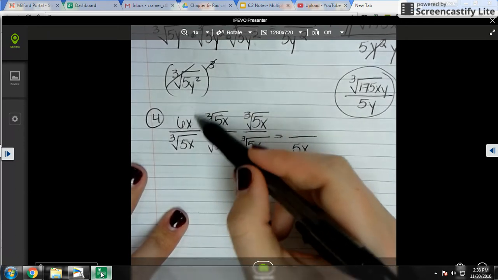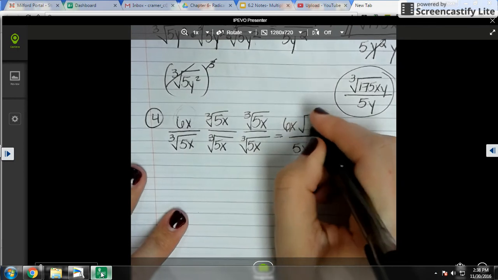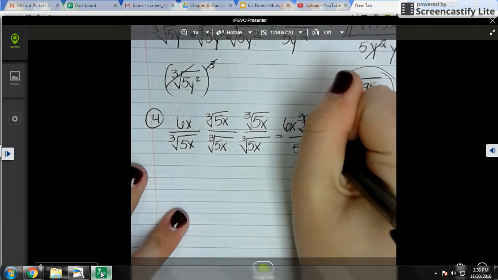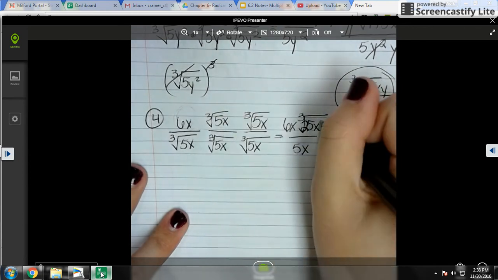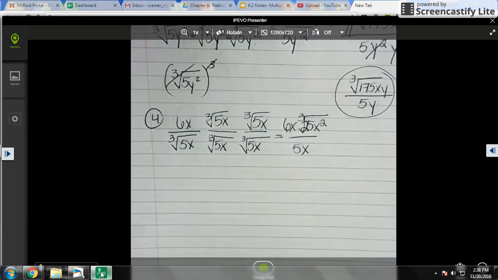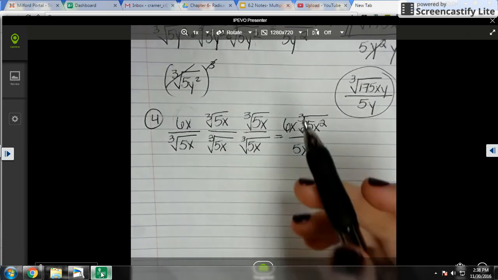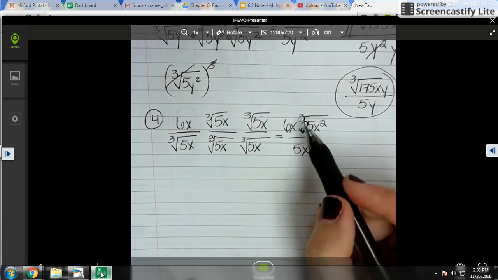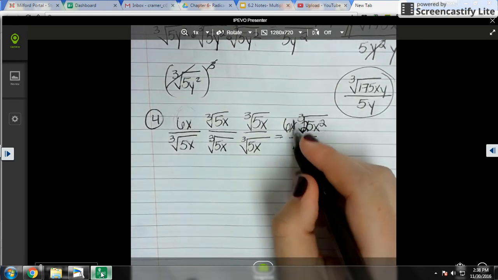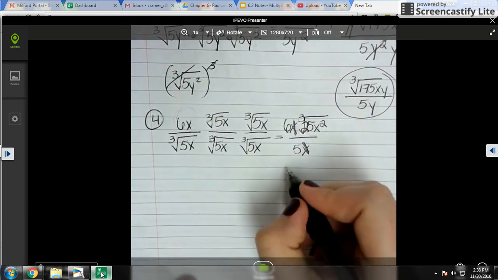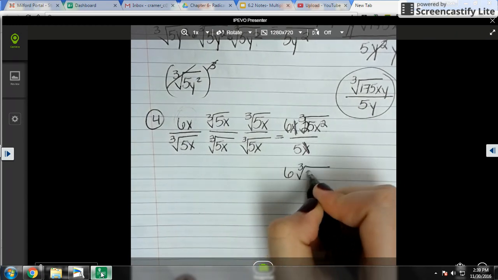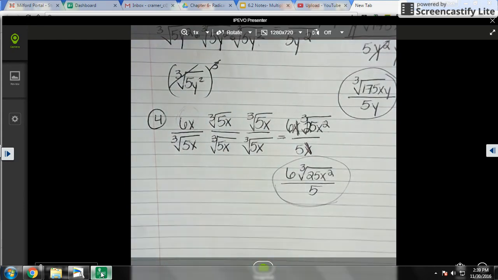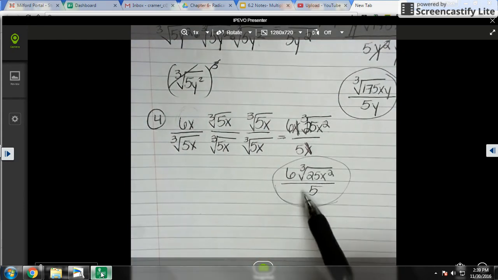Here we have outside 6x and then inside 5x. Oops, that should be 25. We have to multiply those two together. 25x squared. And 25x squared does not simplify out of a cube. There's no cube roots. But here we do have this, which will simplify on the outside to 6 cube root of 25x squared over 5. And again, that would be your final answer.